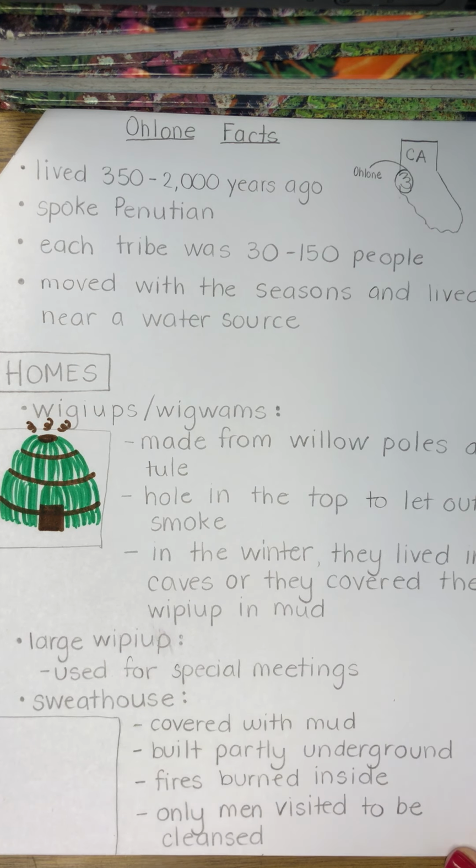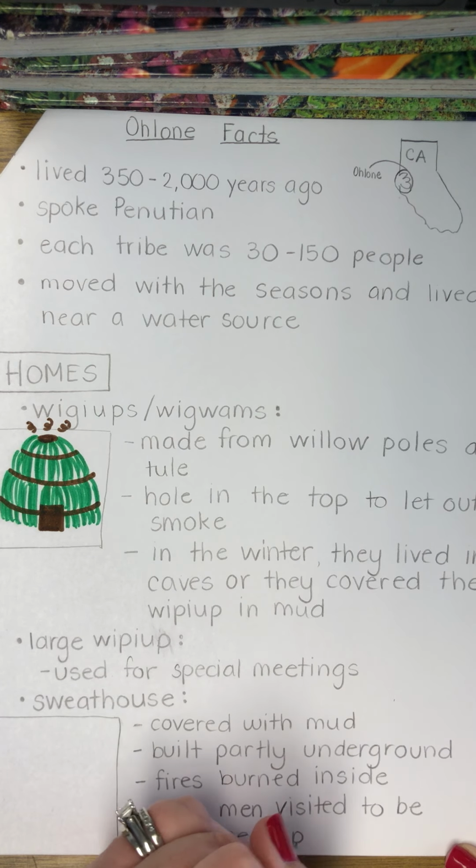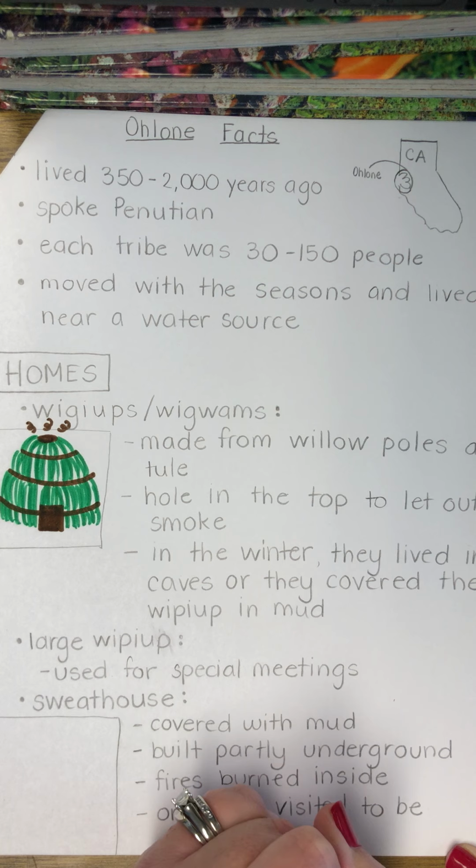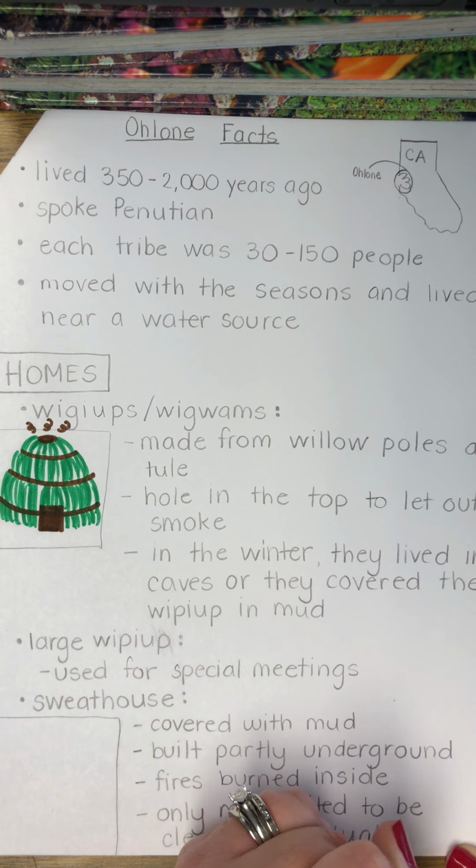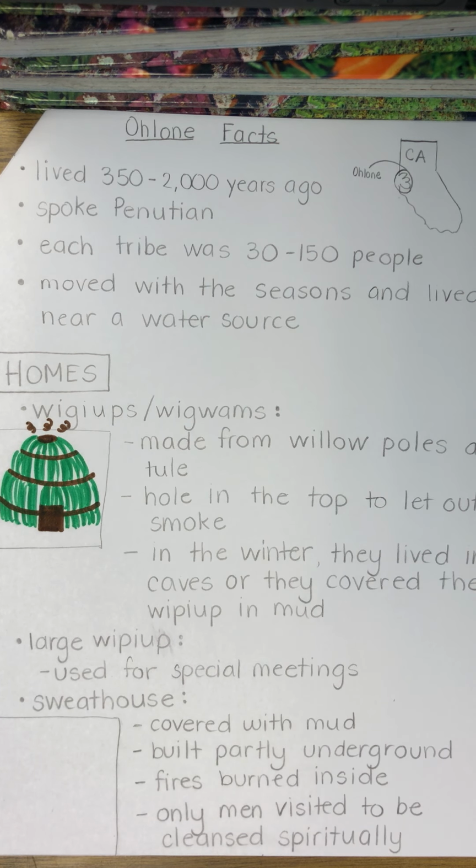They would pray, they would chant, they would sing songs, and they would reach out to the spirits and the gods that they believed in. Okay, but it was only men. All right, so it was only men. Now, here is what a sweat house looks like. Okay, same shape as a wiggyup.